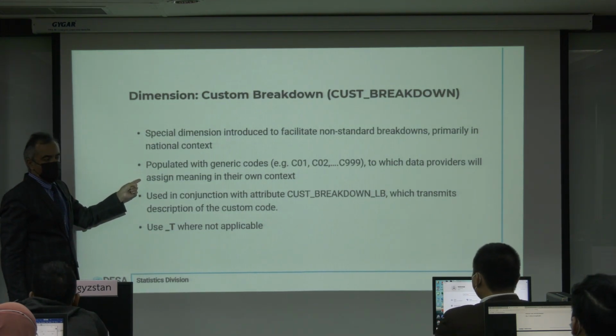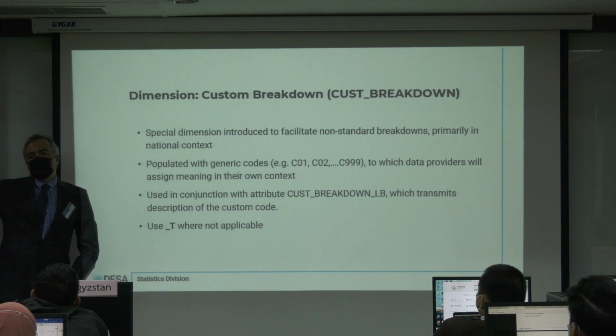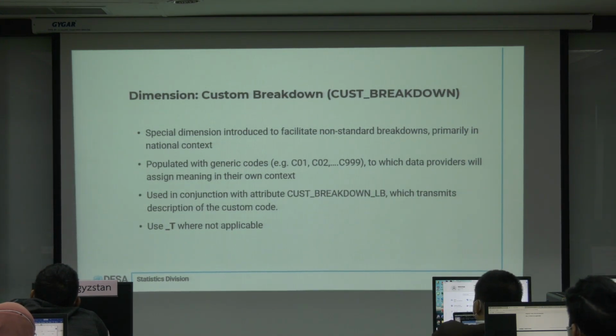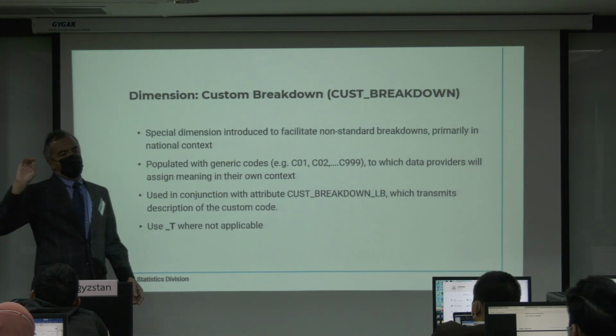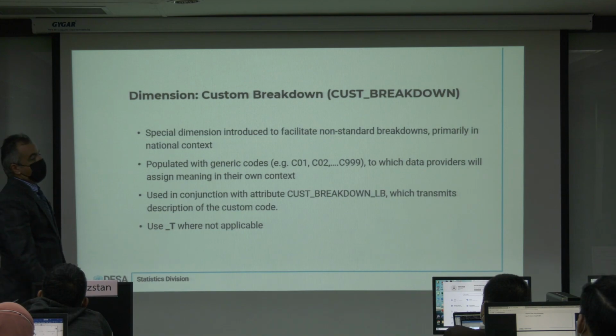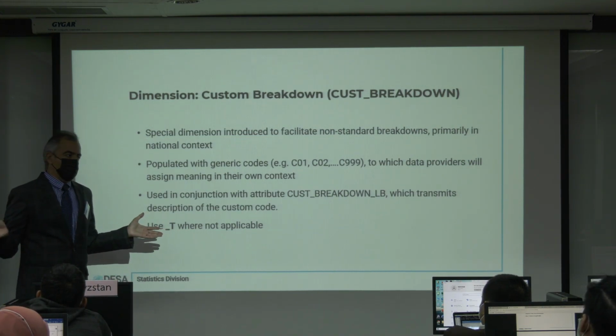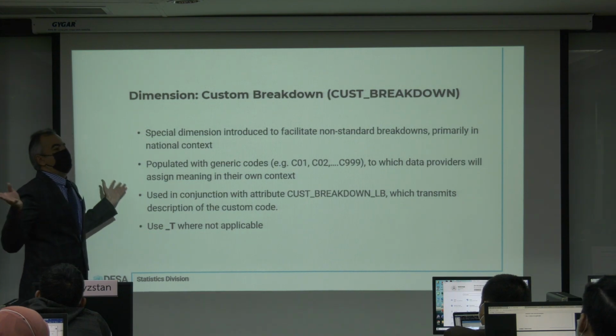In the case of custom breakdown, we have generic codes. CO1, code 1. CO2, code 2. C225, code 225, and so on and so forth. In other words, the DSD doesn't tell you anything about these codes. They're just there.